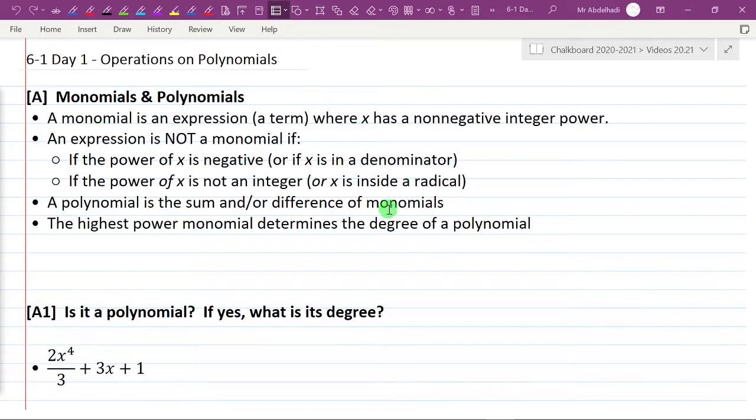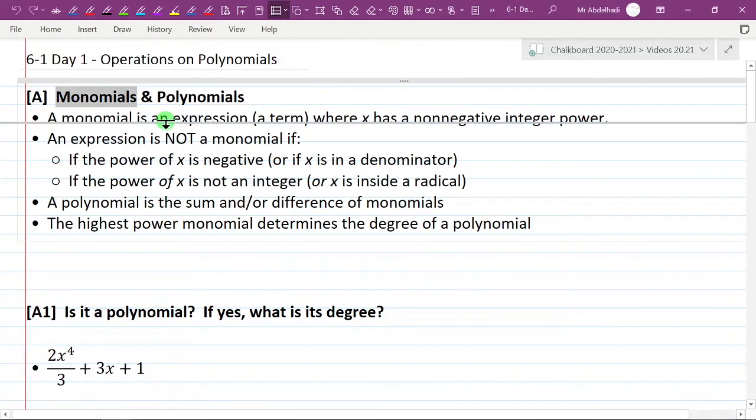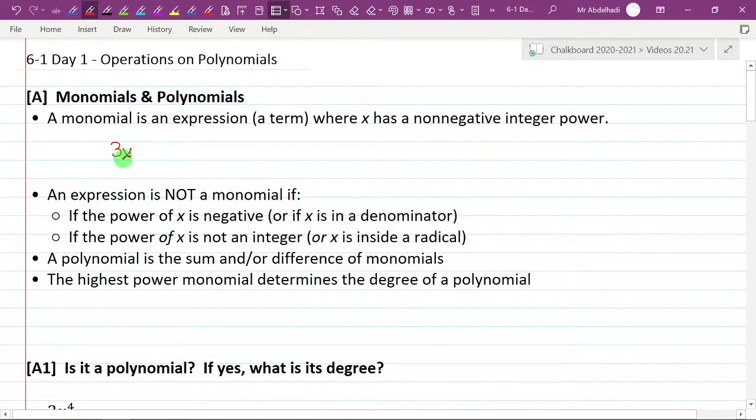Okay, welcome back. Today we're going to be talking about operations on polynomials. A polynomial is a group, or a sum, of multiple terms, multiple monomials. Mono means one. So what is a monomial? Well, examples of monomials would be 3x, that's a monomial. Maybe x squared, that's a monomial. Maybe 5x to the fourth power, that's a monomial. But when you put a plus or a minus in between these, now that's a polynomial.